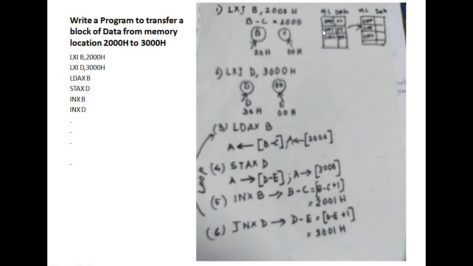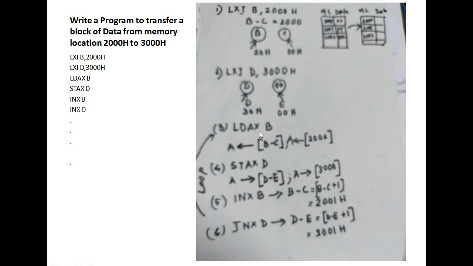Okay, now you have to go to the next memory location, 2001. How can we go? INX B. So if I write INX B, what will happen? The BC pair will be incremented by 1, that is 2000 will be incremented to 2001. Then if I write INX D, the DE pair will be incremented by 1, that is 3000 becomes 3001, so the DE pair will now be pointing to 3001.